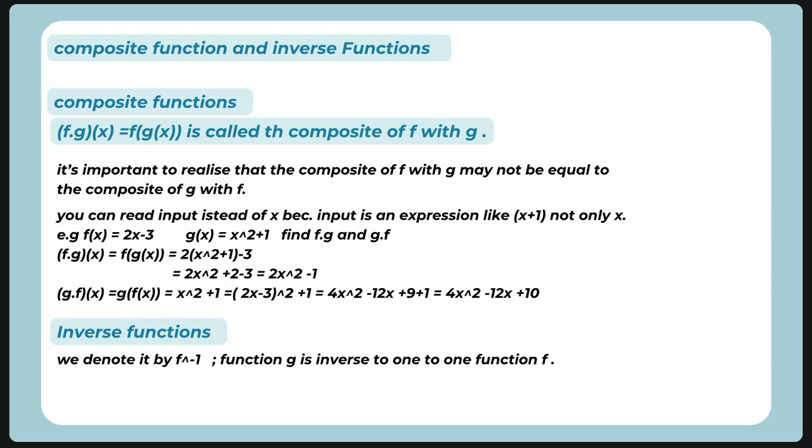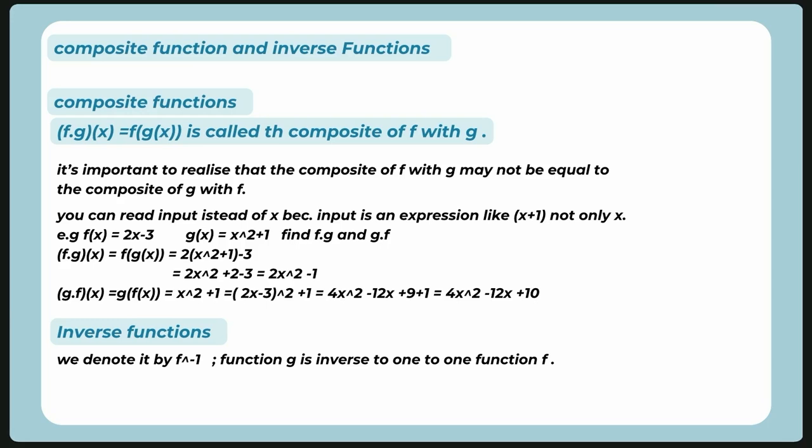So composite functions means that if you have f of g of x, this is called the composite of f with g. It is important to realize the composite of f with g may not be equal to the composite of g with f. So the input can be an expression like x plus 1, not only x. So if you have f of x is equal to 2x minus 3, and g of x is x squared plus 1.